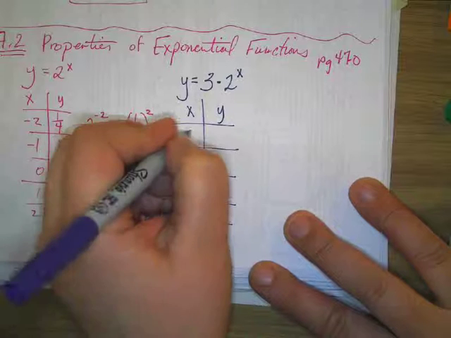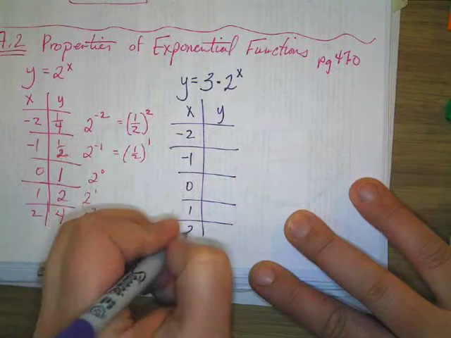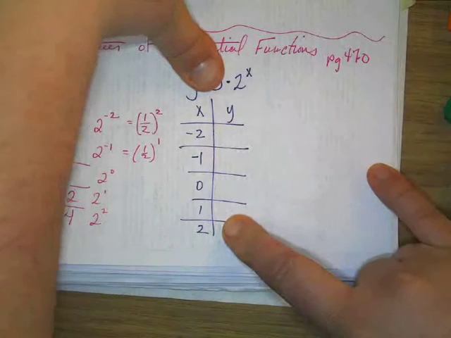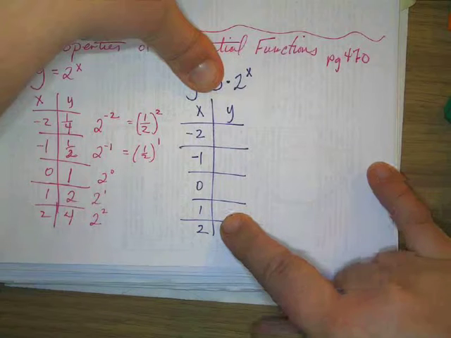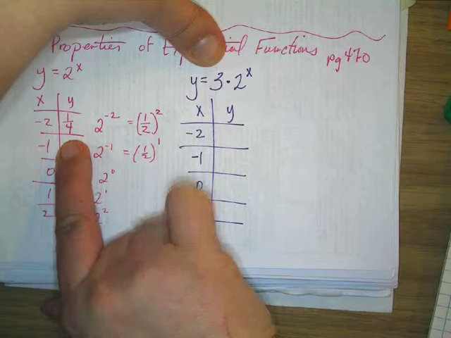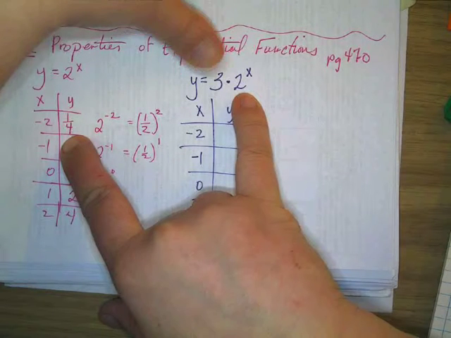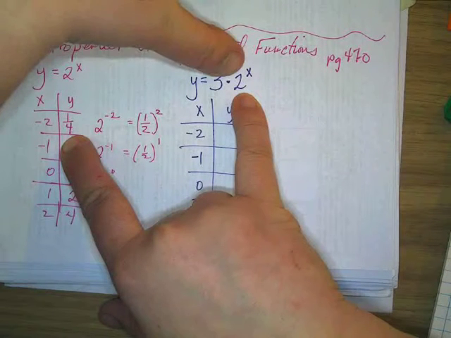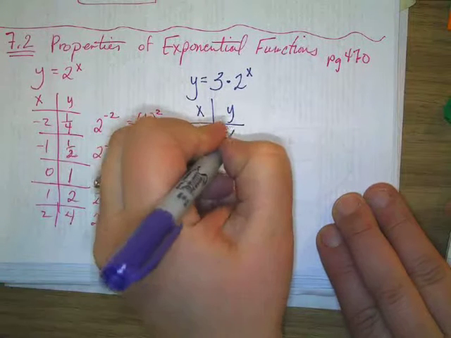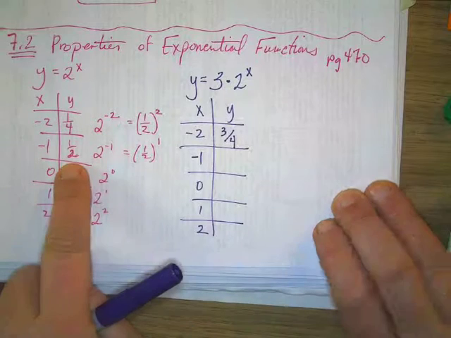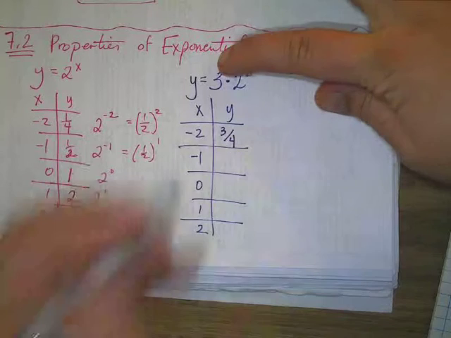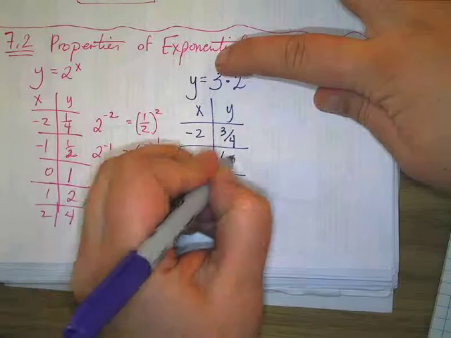Now, I've already figured out what 2 to the x is, given those x values, yes? So what do I need to do to figure out with the 3 here? Multiply by 3. So I know that 2 to the -2 is 1/4. But now I need to multiply it by that 3. So what's 3 times 1/4? 3/4. Okay, same 2 to the x. I know what 2 to the x is, but what do I got to multiply it by? 3. So that's going to be 3/2, which is 1 1/2.